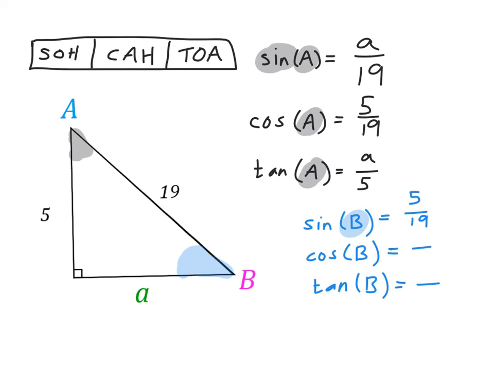And then for the cosine of B, well, the cosine is going to be adjacent over hypotenuse. So from B, the adjacent is going to be A right here, and the hypotenuse is 19. So that's going to be A over 19. Finally, for the tangent from a reference angle of B, tangent is going to be opposite divided by adjacent. So from B, the opposite, 5 over adjacent A. So that would be 5 divided by A.